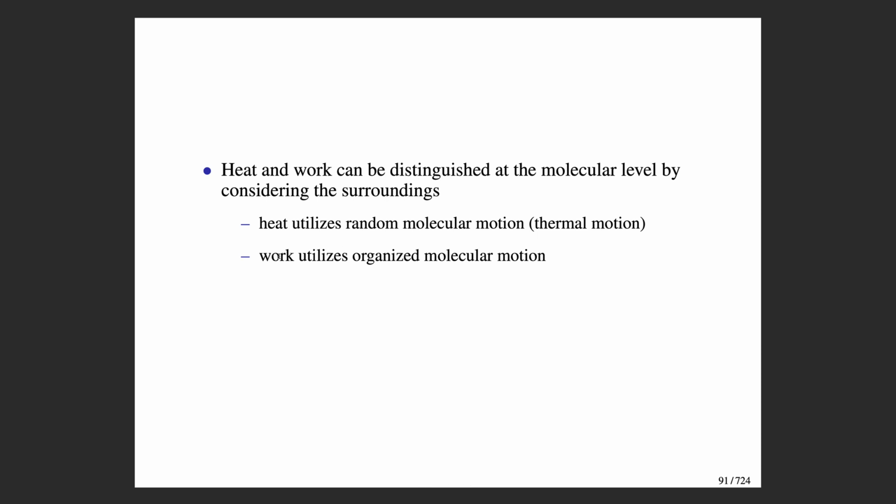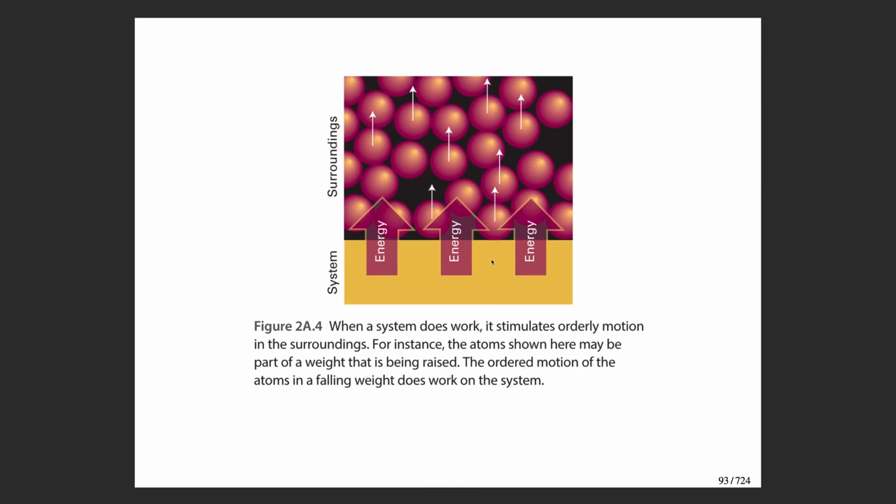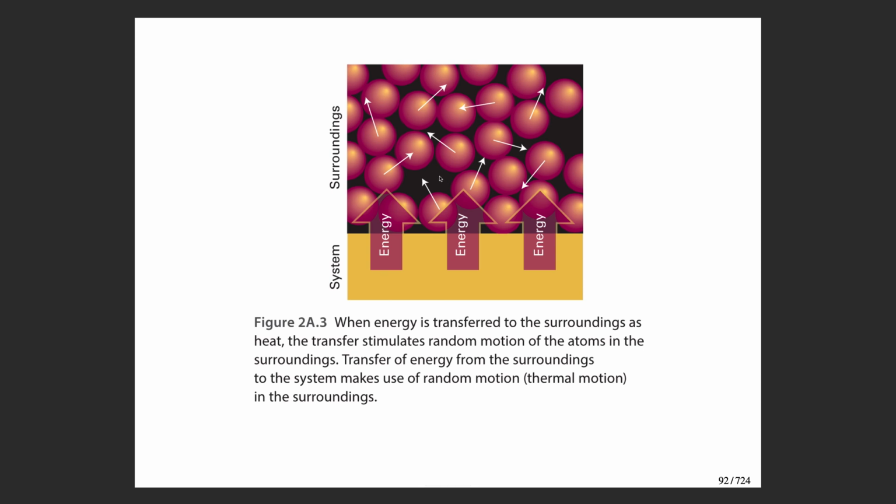Contrast that with work, which involves organized molecular motion in the surroundings. So when you do work, the system is pushing or pulling on the surroundings, and that causes all of the molecules in the surroundings to move in a unified way, in a concerted motion, like the system is pushing the surroundings away from itself. Okay, and so this organized motion is what we call work, whereas this randomized change in motion, I should say, is what we call heat.